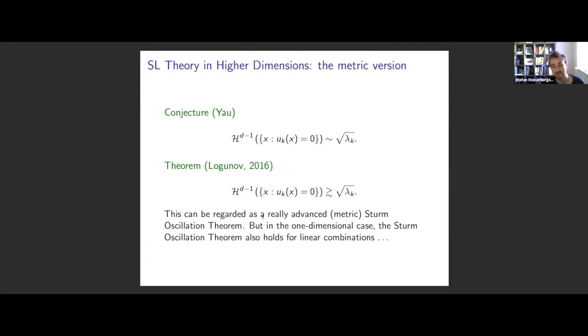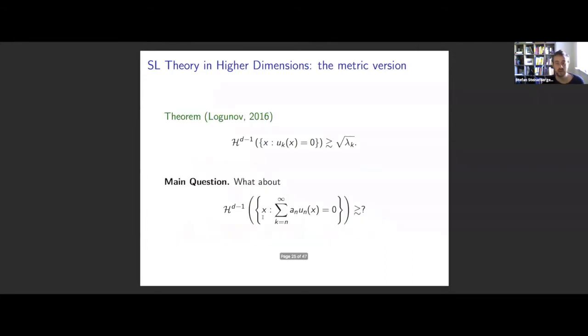and this is what I call a metric version of Sturm-Liouville theory in high dimensions. Right? You get a bound on the size of the zero set. But it looks like a generalization of the weak Sturm oscillation theorem, right? You take the kth eigenfunction and you study its properties. What about linear combinations? What if you take linear combinations of eigenfunctions and try to study the zero set of that? What happens? So this is the main question I'm trying to talk about here.